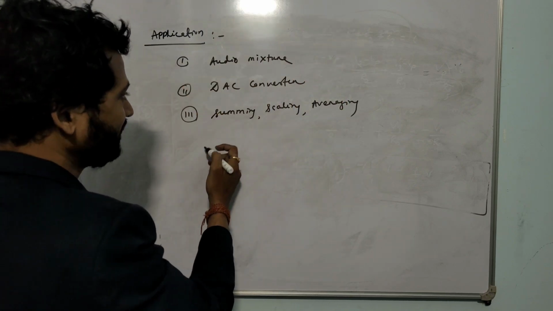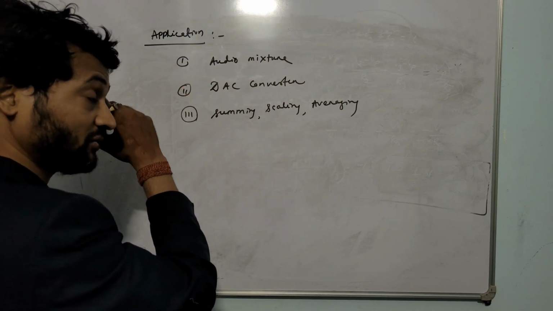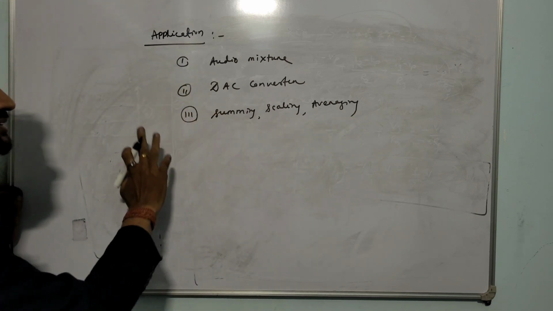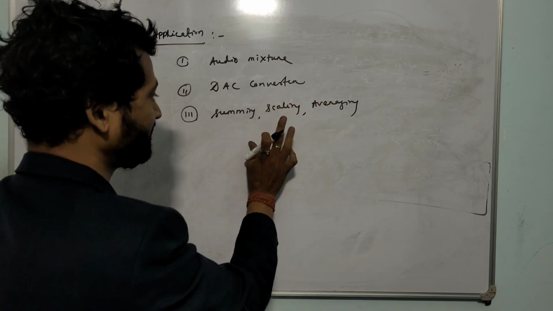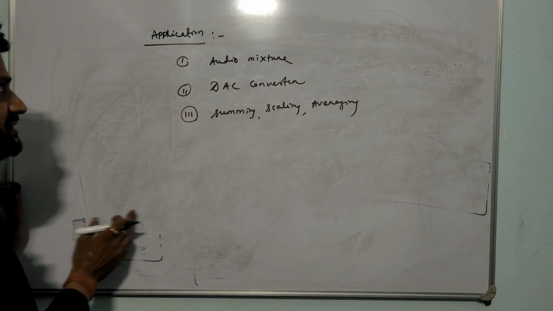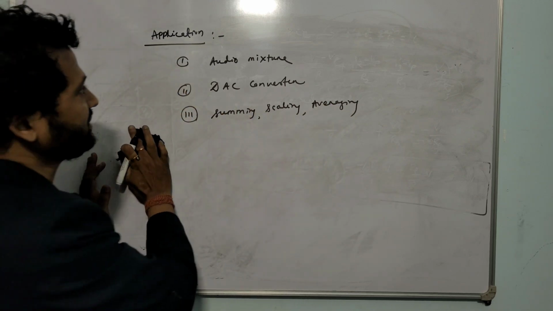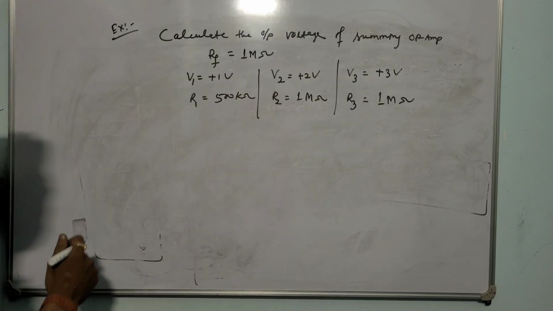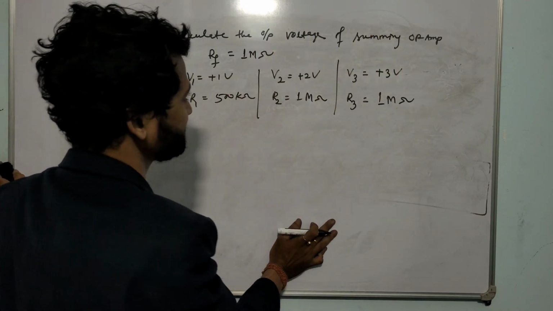Audio mixer में यूज होता है, DAC converter, digital to analog converter, and summing, scaling and averaging that depends on the value of resistance. रेजिस्टेंस सेम या डिफरेंट है, समिंग में डिफरेंट होगा, एवरेजिंग में सेम होगा. R1, R2, R3 will be same. So these are the basic application of summing amplifier. Okay, देखो एक क्वेश्चन है based on the summing operational amplifier.